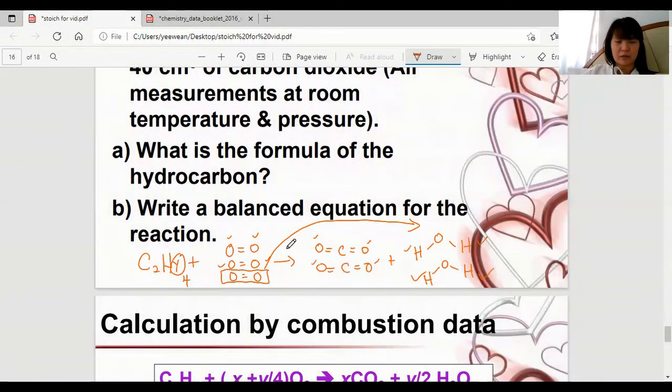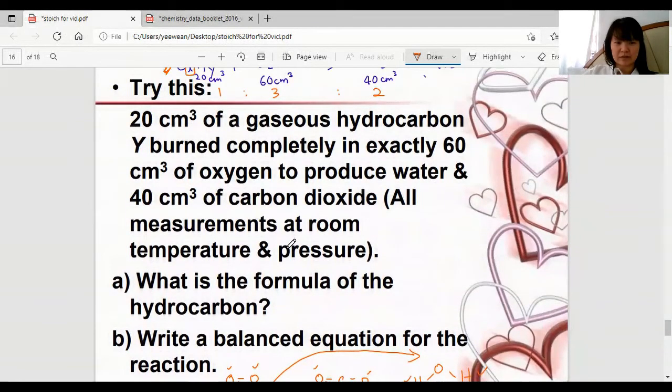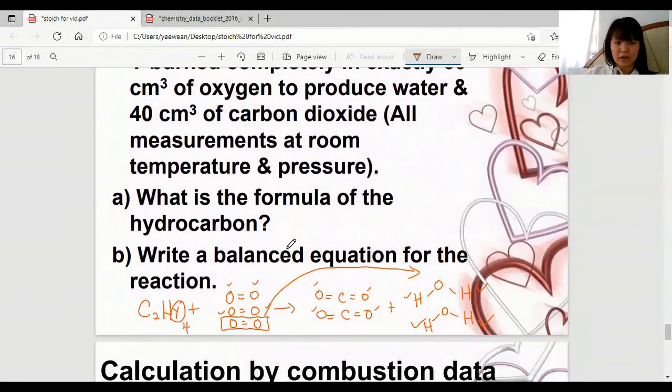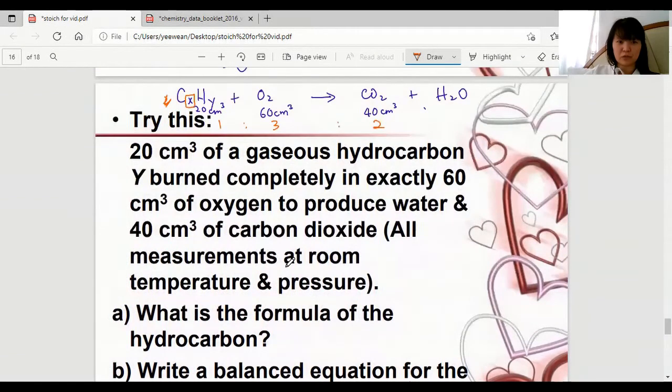So I did this without the combustion data. You can just analyze this. So what is the formula of this hydrocarbon? It's C2H4. What is the balanced equation? Oh, we already have it here. So C2H4 plus 3O2, you get 2 CO2 and 2 water.